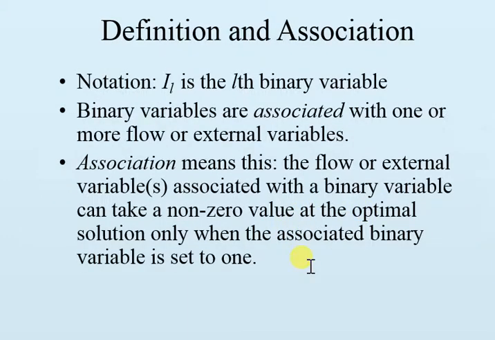Here's some definitions used in GWM. We use the variable capital I to represent a binary variable. L is the subscript to indicate which one. We say that binary variables are associated with a flow or external variable. And this means that if the binary variable is non-zero, then the flow variable can be non-zero. In other words, they're coupled together in such a way that they are either both zero or the flow variable is non-zero and the binary variable takes the value of 1.